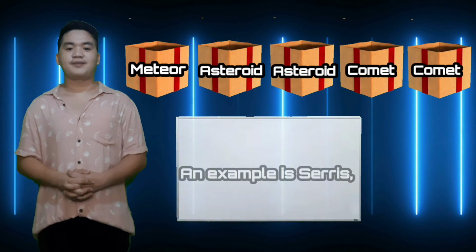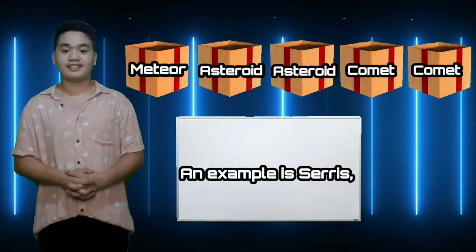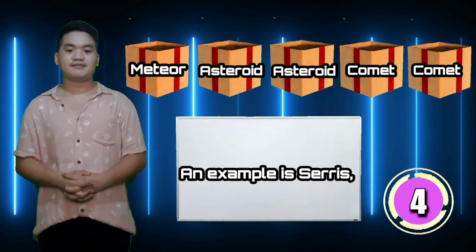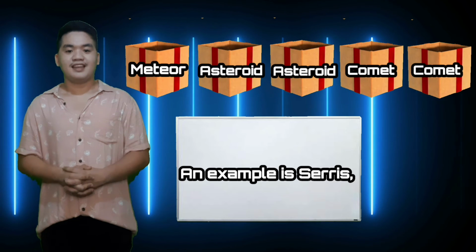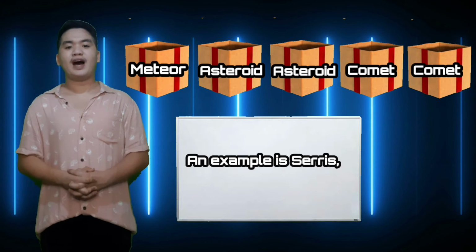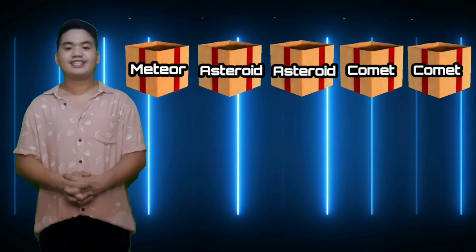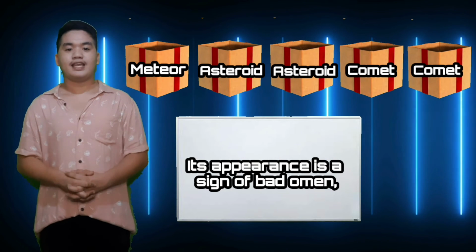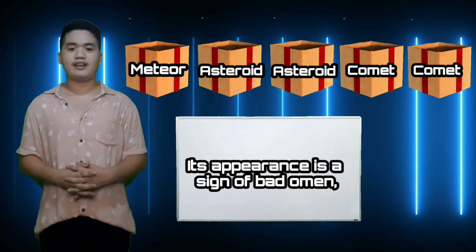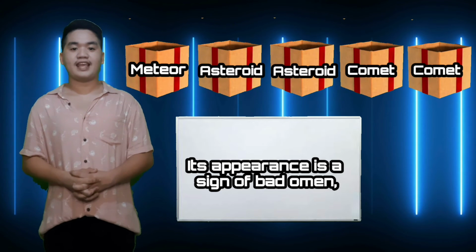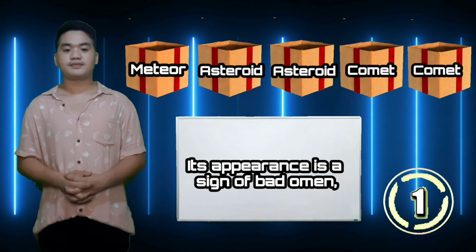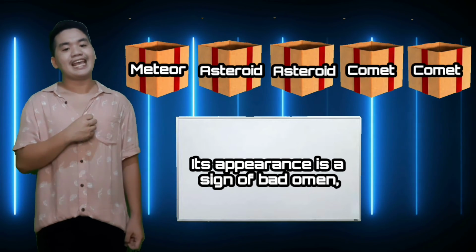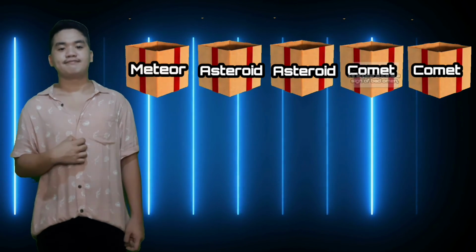Fourth characteristic, an example is Ceres. Where do you think it belongs? Excellent! It belongs to asteroid. Last characteristic, its appearance is a sign of bad omen. Where do you think it belongs? Perfect! It belongs to comet.